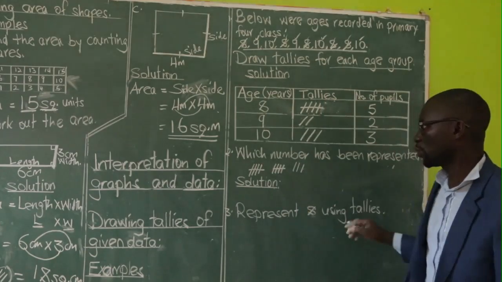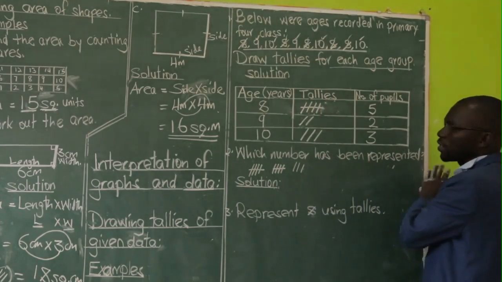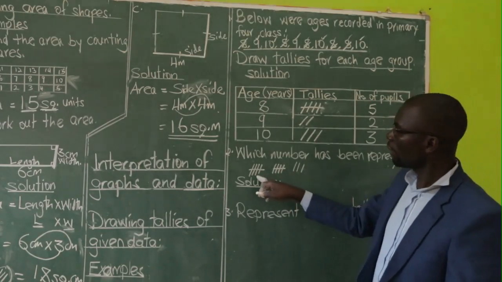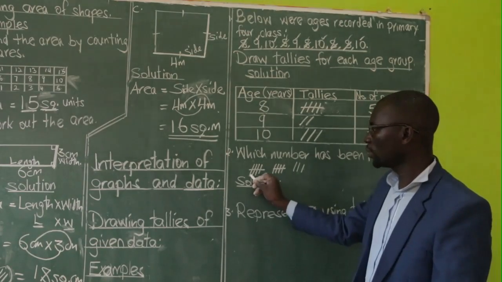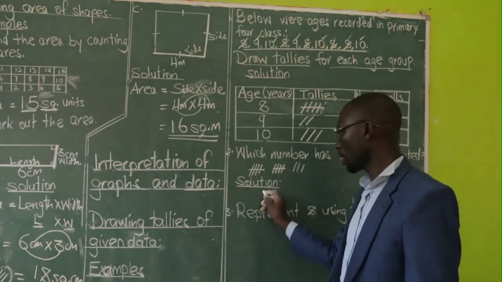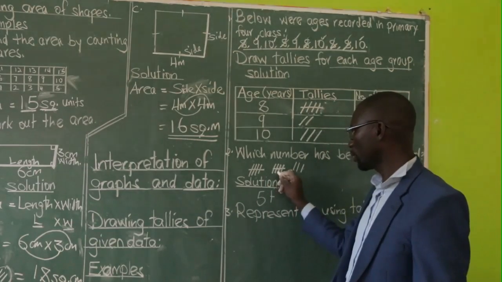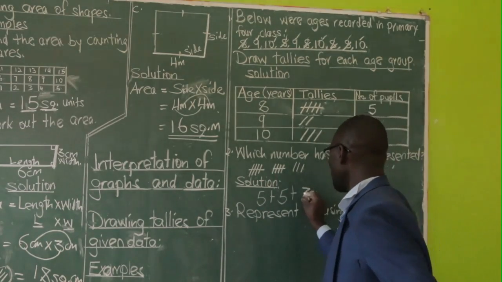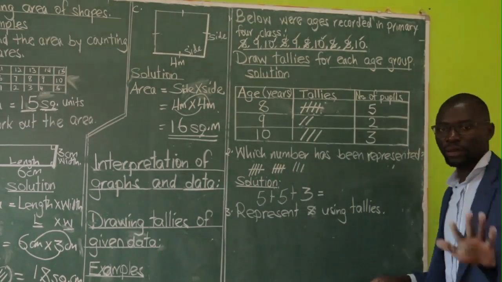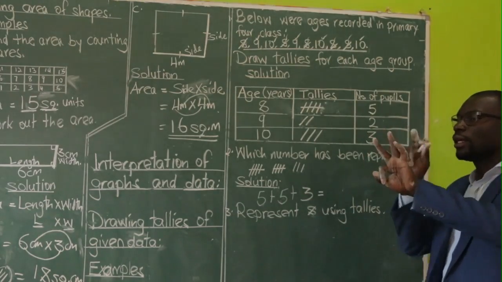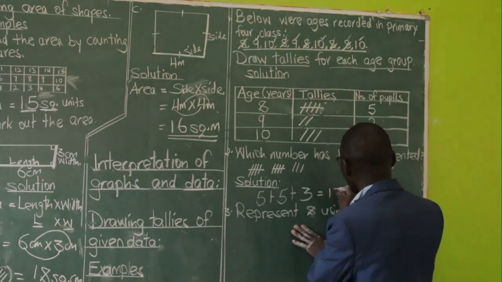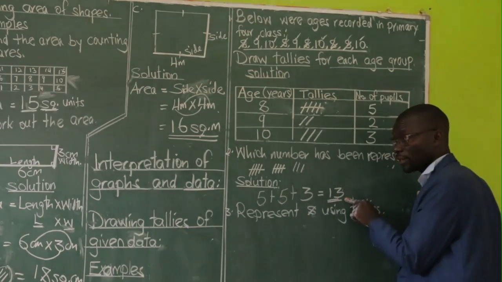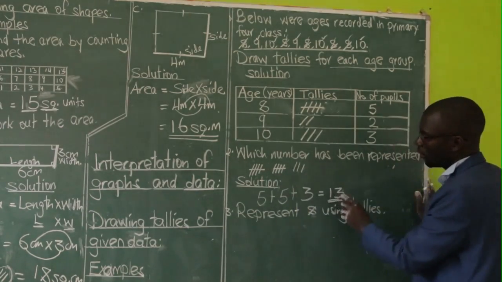Now we can have this number 2. Which number has been represented? We've been given tallies here. So we can just count and say, every bundle that we are seeing here, we have 1, 2, 3, 4, 5. That is 5, plus 1, 2, 3, 4, 5, and then plus 1, 2, 3. So what is 5 plus 5? 5 plus 5 is 10. 10 plus 3, 11, 12, 13. So the number whose tallies has been represented is 13. So this is 5 plus 5 and plus 3, to get 13.